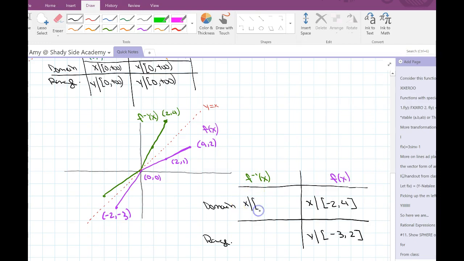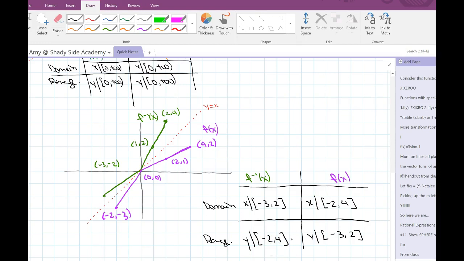Inverse of f's domain is, oops, I should label these points, shouldn't I? Let's see, this point here was 1, 2. This point here was negative 3, negative 2. All right. Domain of the inverse of f is negative 3 to 2. The range of the inverse of f is negative 2 to 4.